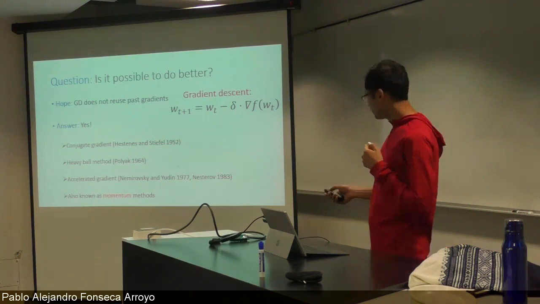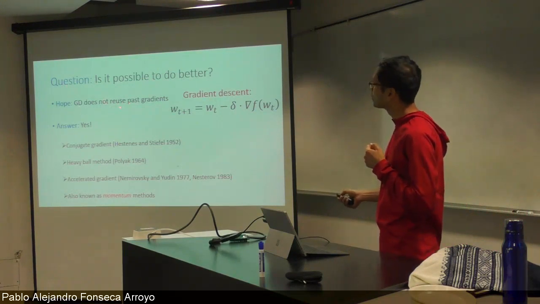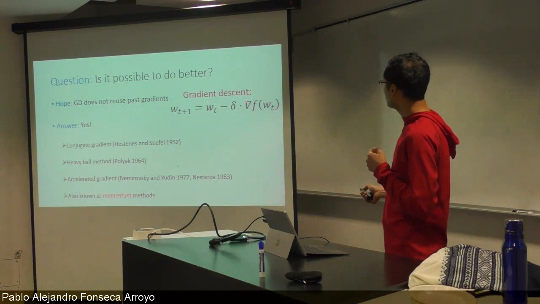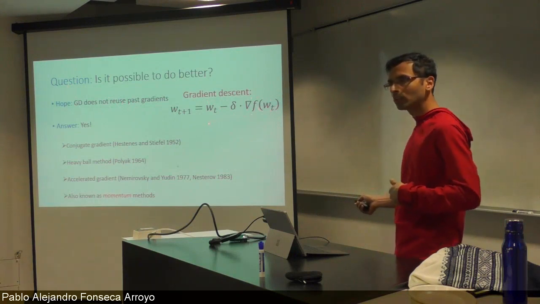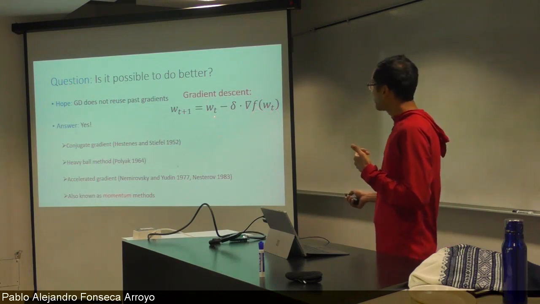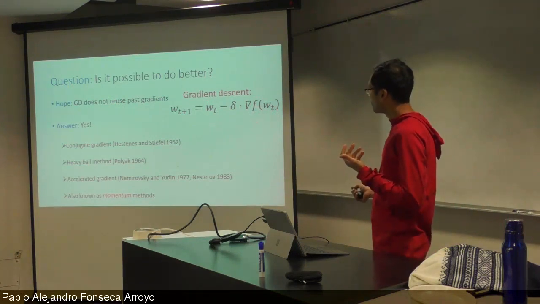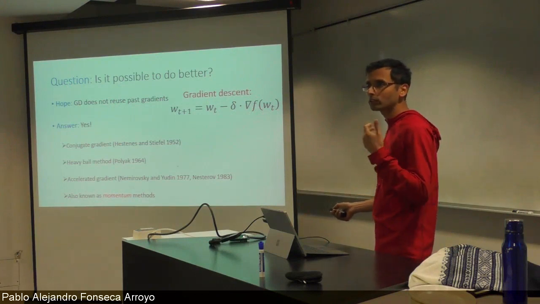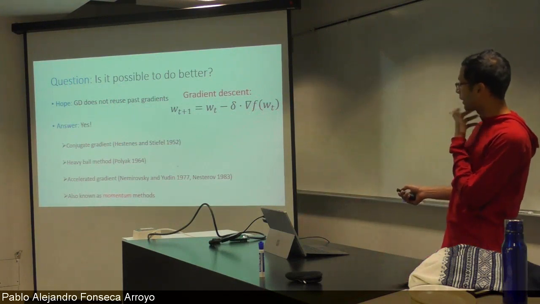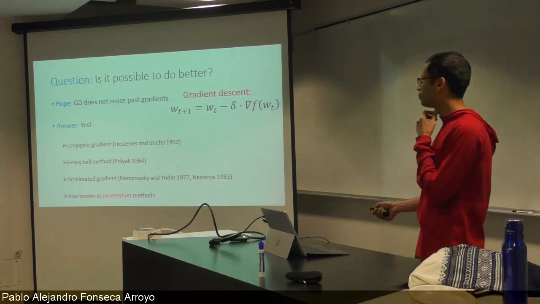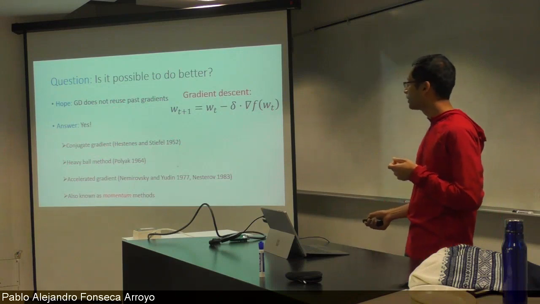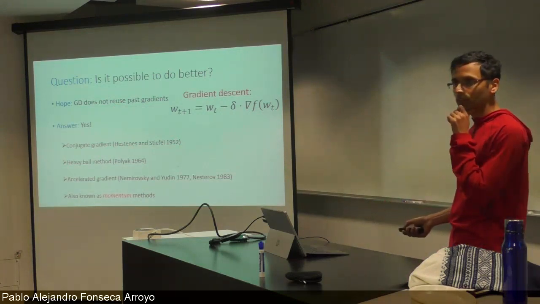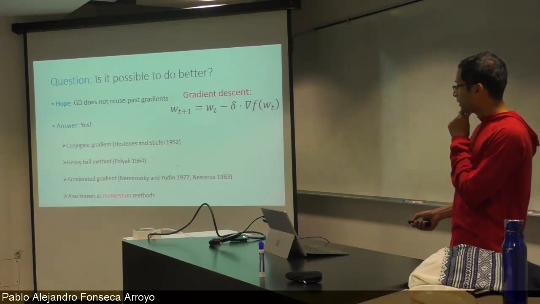Gradient descent does not actually reuse any of the past gradients. At any iteration, I'm using only the current gradient, even though I have seen grad f of w_{t-1}, w_{t-2}, and so on. So can we design a more intelligent algorithm which uses all the past gradients as well, and gets a better convergence rate? It turns out this intuition is correct, and there are several famous algorithms which do this. Examples include conjugate gradient, Polyak's heavy ball method, and Nesterov's accelerated gradient method. These methods in general are also known as momentum methods.